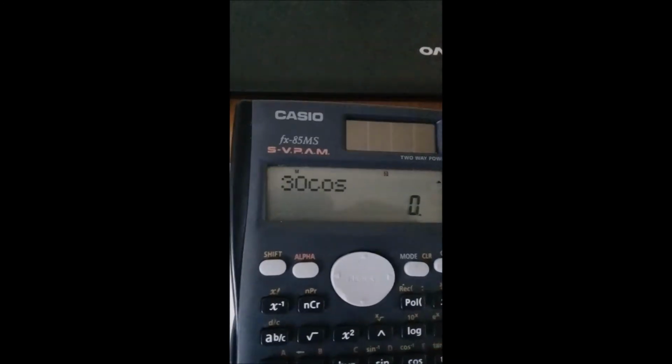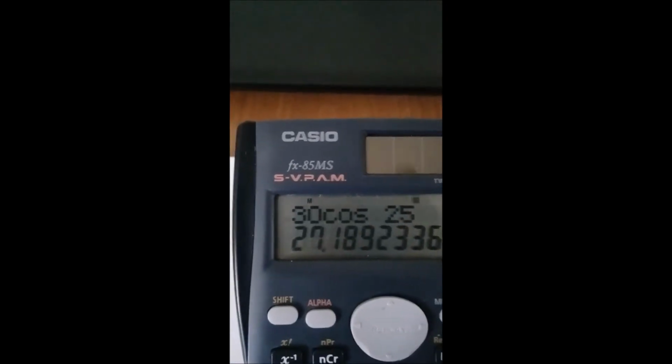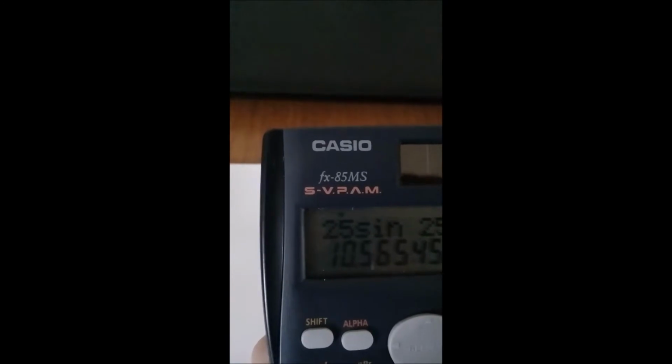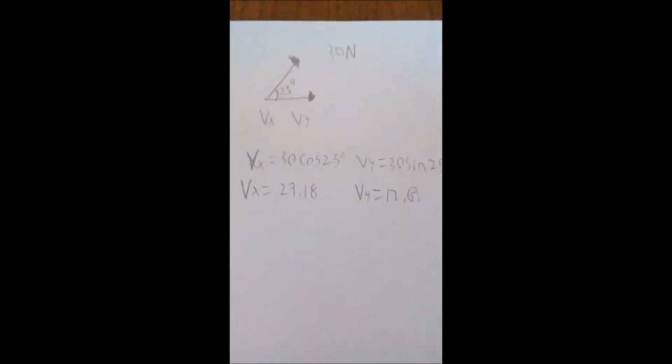For these vectors, we need to find the rectangular components that are x and y. For this, we need to use our calculator. For the letter x, we need to write the magnitude, in this case 30, and then the cosine of the angle, in this case 25, finishing like 27.18. For the letter y, we need to do the same, but changing the cosine to sine. And then we have that y is 10.56, like we have here.